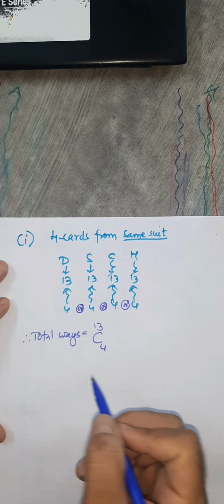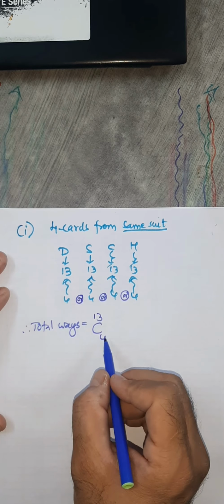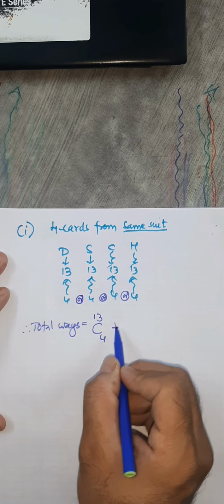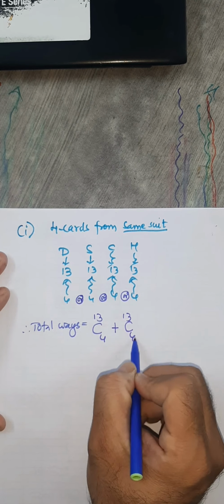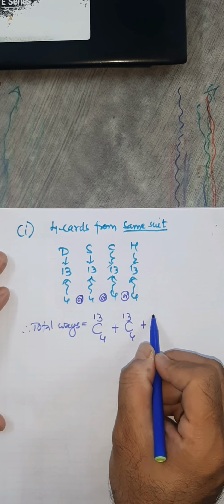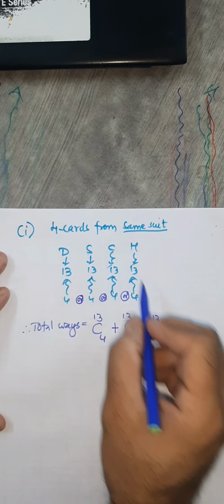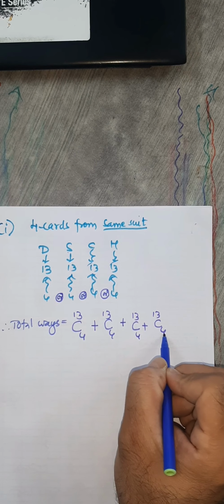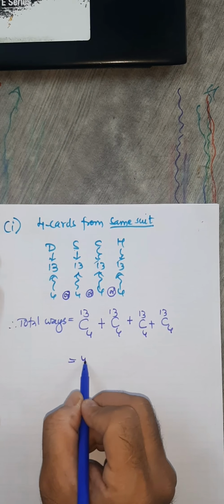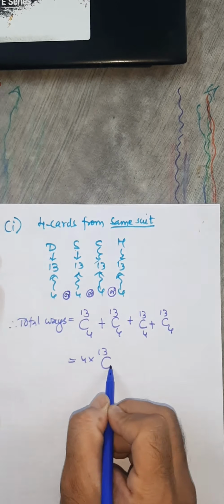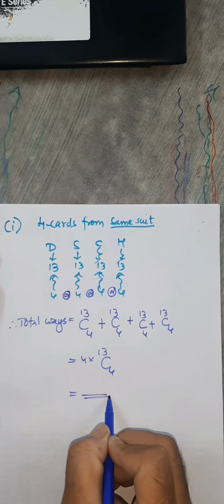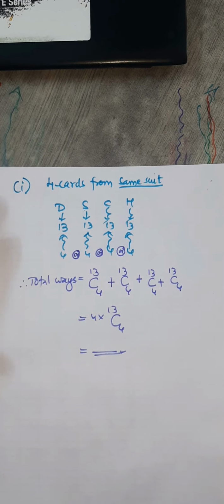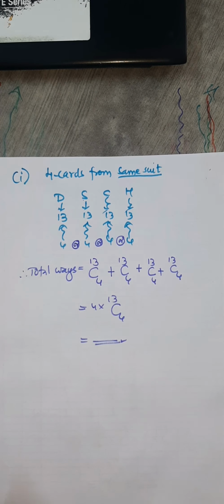Take all 4 from this. All can be of diamonds, or all 4 can be of spade, or all 4 can be of club, or all 4 can be of heart. So 4 times 13C4. Just simplify, so this is your answer. You know now how to simplify. It's not a big task for you now. nCr equals n factorial upon n minus r factorial into r factorial.